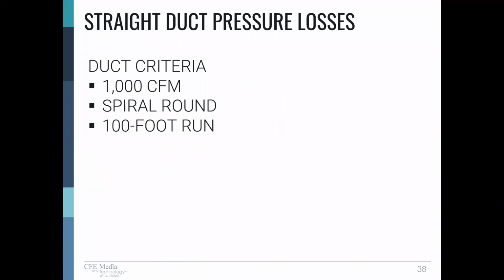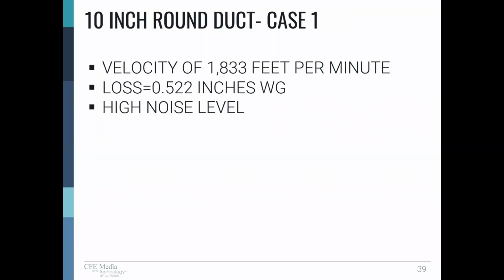Now we're back to, or down to, straight duct pressure losses. The criteria that we used here for all of these examinations would be 1,000 CFM of air. The duct is a standard spiral round duct, and we based it on a 100-foot run. If we start with 10-inch duct, the velocity is 1,833 feet per minute. The losses are 0.522 inches water gauge.